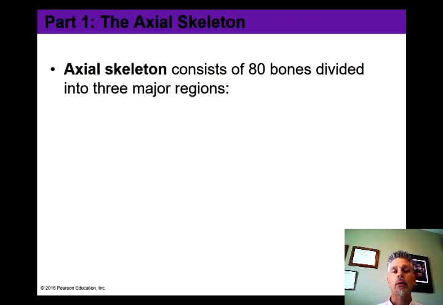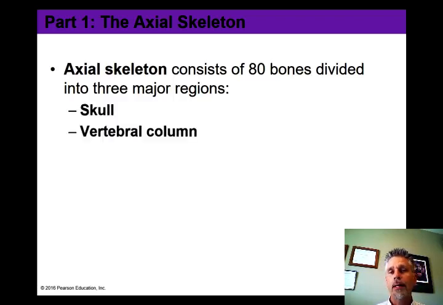Alright, so part one is going to be the axial skeleton. So how many bones in the body did we say? 206. So less than half of those are in the axial skeleton. About 80 of those bones are part of the axial skeleton, which divides into three regions: the skull, the vertebral column, and the thoracic cage itself. Okay, everything associated with that midline of the body.